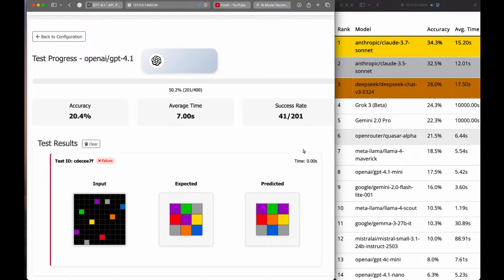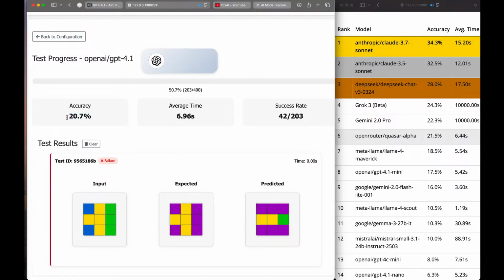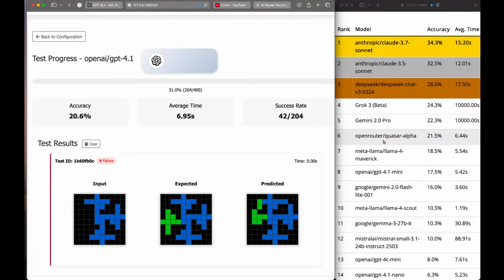Okay, and that is how we have completed half the test, and it is somewhere around 20.7. It's going to probably land below Gemini 2 Pro, I guess.